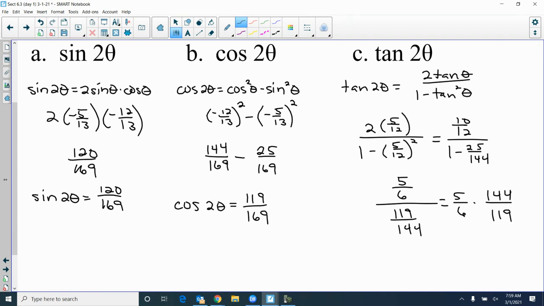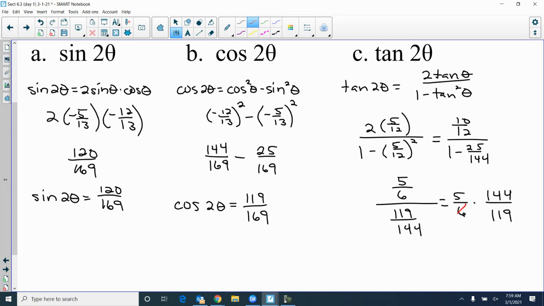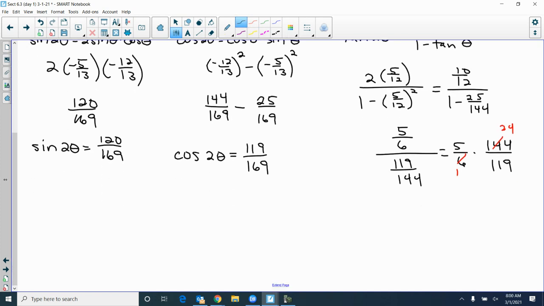Now that becomes 5/6 times 144 over 119. All right, make your life just a little bit easier. Does 6 go into 144? Test that, or at least 2 will go into it. Does 6 go into it? How many times? 24. So if I take 144 divided by 6, it's 24. So that means I can reduce. So that becomes a 1, and that becomes a 24. And then what do I get there? So that's going to give me tangent of 2 theta equals 5 times 24. What is that, 120? 120 over 119.